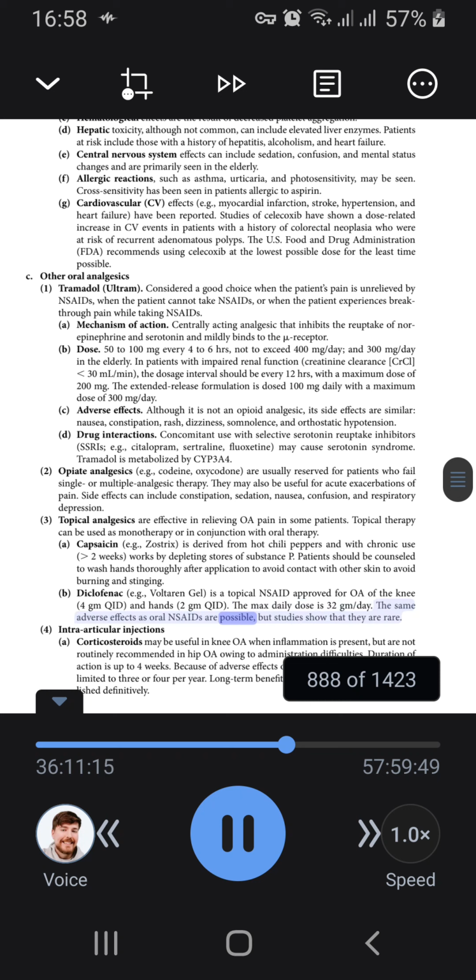4. Intra-articular injections. Corticosteroids may be useful in knee OA when inflammation is present, but are not routinely recommended in hip OA owing to administration difficulties. Duration of action is up to 4 weeks. Because of adverse effects on the bone, injections should be limited to 3 or 4 per year. Long-term benefits and safety have not been established definitively.